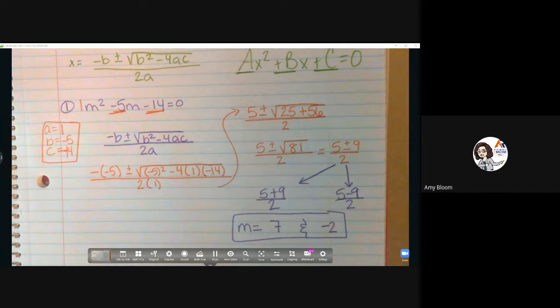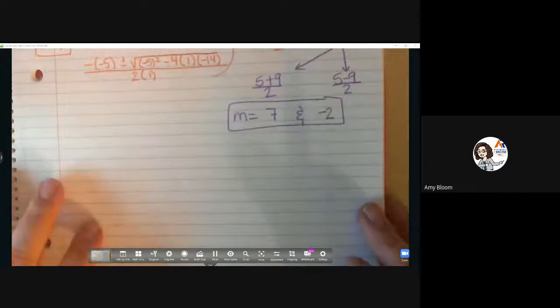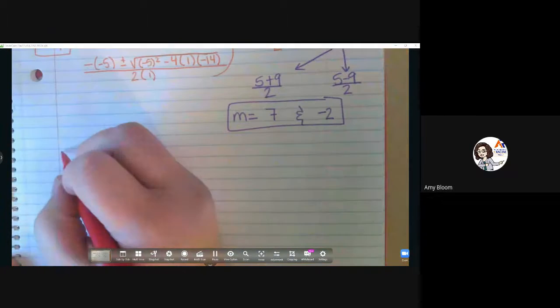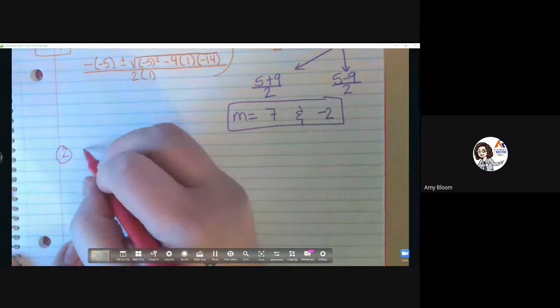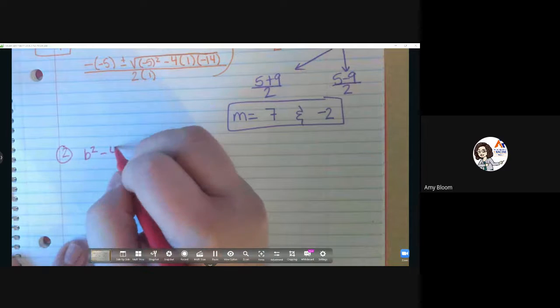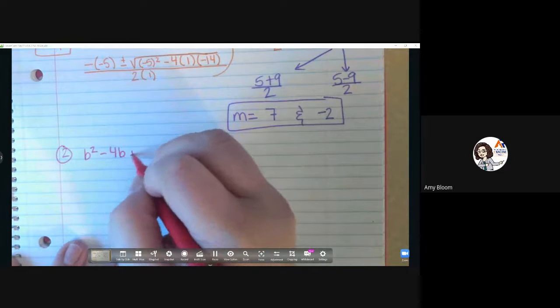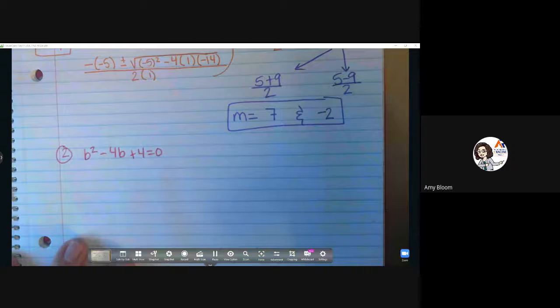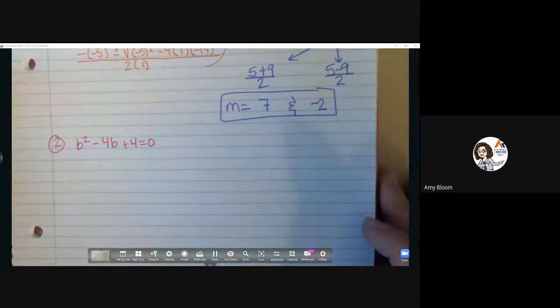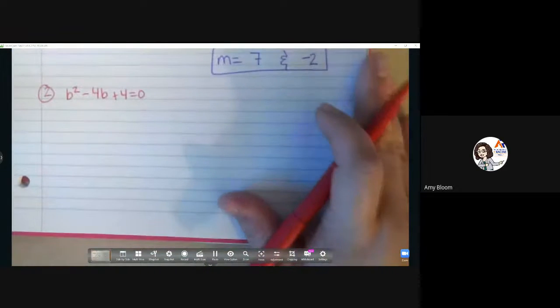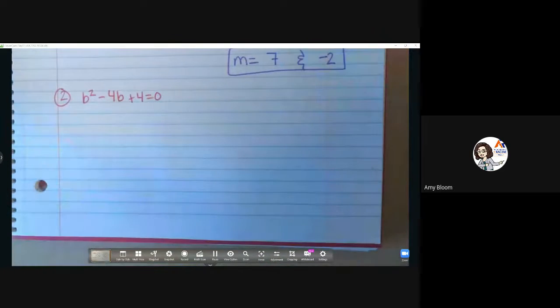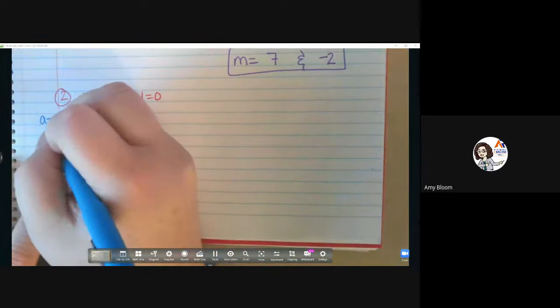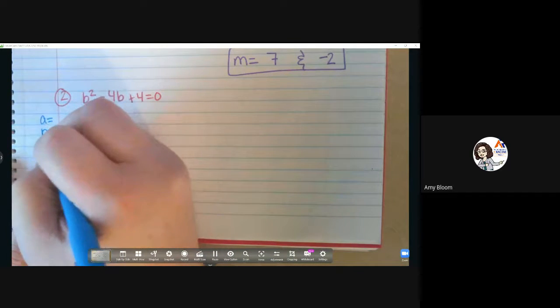I'm going to go ahead and do number 2 with you as well, just because those are the ones that were done on the worksheet for you. So I'm going to come down here and do number 2, which is b squared minus 4b plus 4 equals 0. Our first step is to identify a, b, and c.